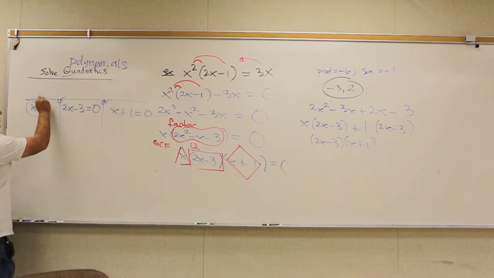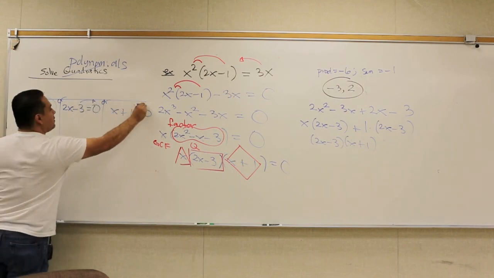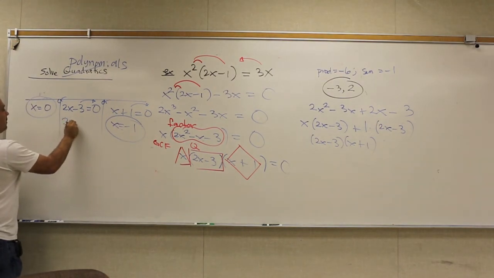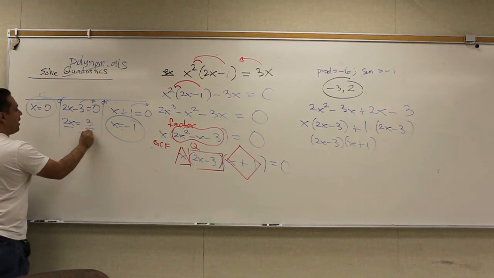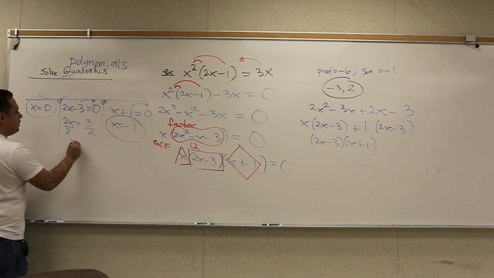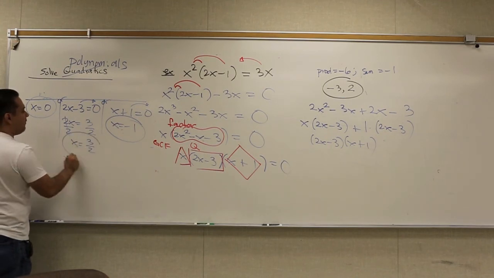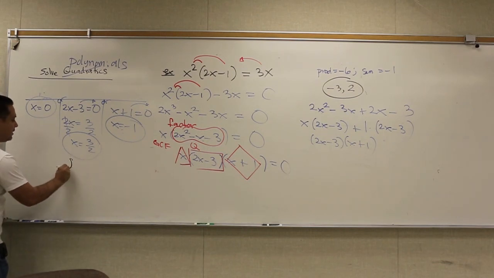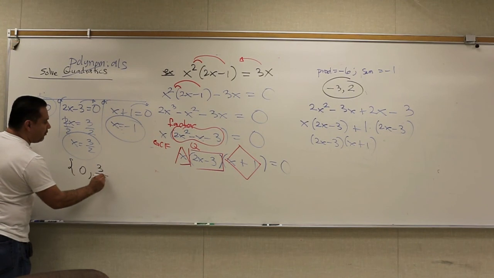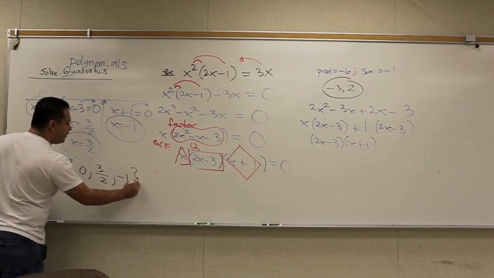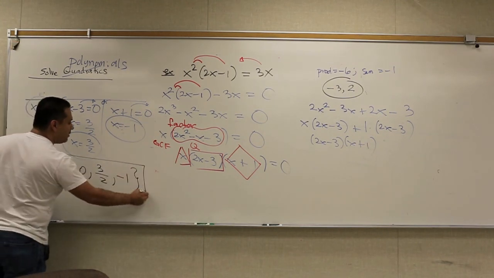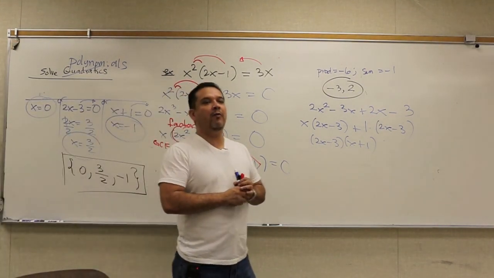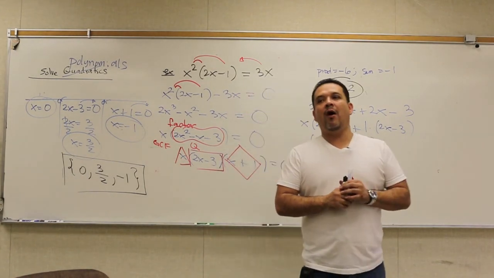This I already saw for x. Translate. X is negative 1. 2x is 3. Divide by 2. X is 3 halves. You have 3 solutions in your solution set, solution list. 0, 3 halves, and negative what? 1. Okay? So this is, ladies and gentlemen, how you solve polynomial equations by using the zero product rule.